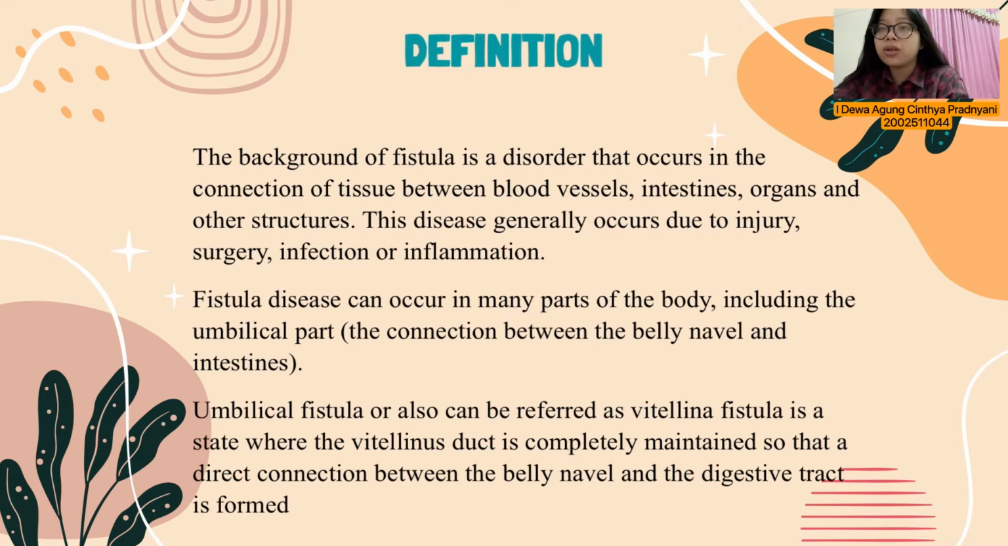So now we're moving on into the definition of fistula umbilical. Fistula is a disorder that occurs in the connection of tissue between blood vessel, intestine, organ, and other structure. This disease generally occurs due to injury, surgery, infection, or inflammation. Fistula disease can occur in many parts of the body, including the umbilical part. Umbilical fistula, or also referred to as vitelline fistula, is a state where the vitelline duct is completely maintained so that a direct connection between the belly navel and the digestive tract is formed.